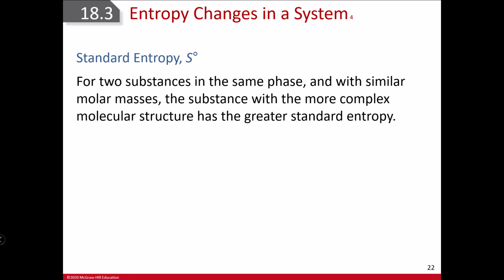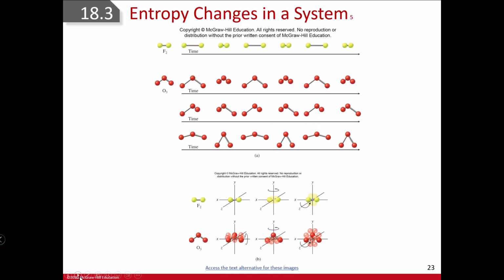So I just want to stress again on this slide that this is where I think students have the most difficulty with entropy: for two substances in the same phase with similar molar masses, the substance with the more complex molecular structure has the greatest standard entropy. So let's look at an example of that. You have to think about maybe Lewis structures and things like that, but here they are.